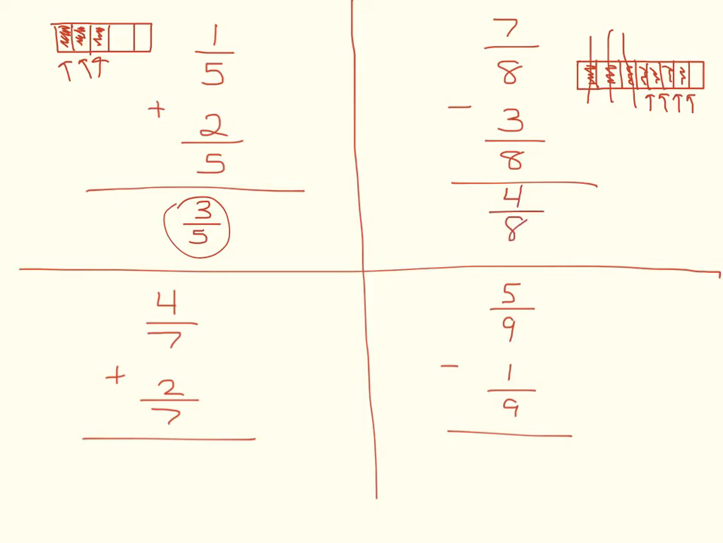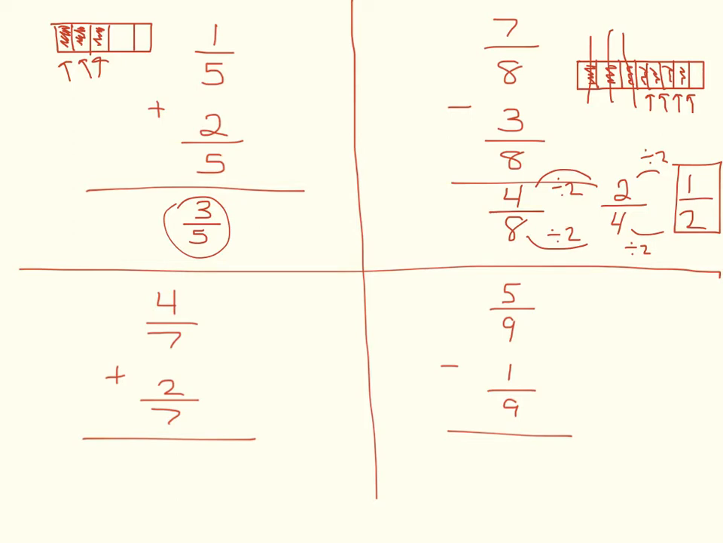4/8. Now I need to make sure my answer is in simplest form, and 4/8 is not in simplest form because I can divide the numerator and denominator by 2. And so 4 divided by 2 is 2, 8 divided by 2 is 4. Oh, I can divide it again. 2 divided by 2 is 1, 4 divided by 2 is 2. So there we go. 4/8 is equal to 1/2. So 7/8 minus 3/8 is 4/8, which is equal to 1/2.